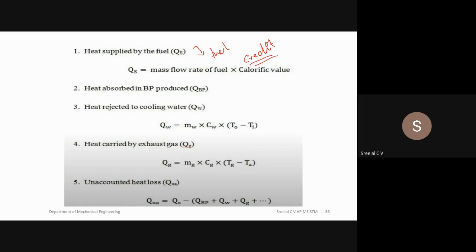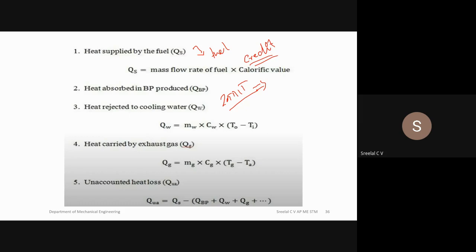Then the heat absorbed in the brake power production, the heat utilized to obtain that particular power output. The power output is the brake power, so we denote it by QBP. I forgot to say that the heat supplied by the fuel is denoted by QS. The BP can be measured by loading the engine, so we use that formula to find the energy absorption.